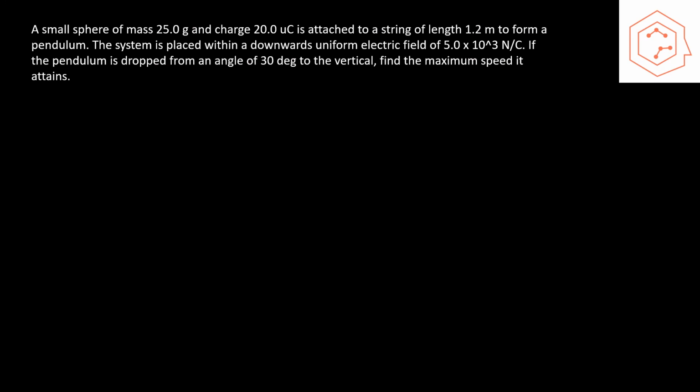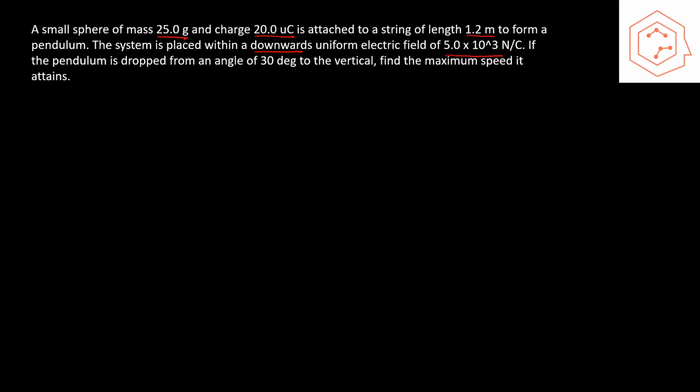And with that out of the way, we can now proceed to an example. So we have a small sphere of mass 25 grams and charge 20 microcoulombs that is attached to a string of length 1.2 meters to form a pendulum. We place this system within a downwards uniform electric field of 5 times 10 to the 3 newtons per coulomb.